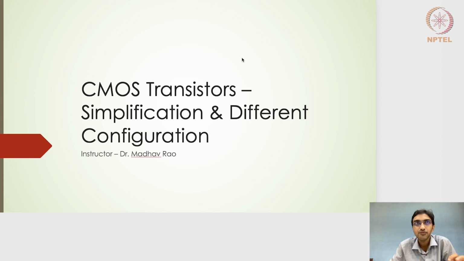Especially if you have two or three CMOS transistors, whether it is an NMOS transistor or a PMOS transistor, how do we get an equivalent simplified circuit and then estimate its current or the output node voltage? We will look into one such example in this lecture.